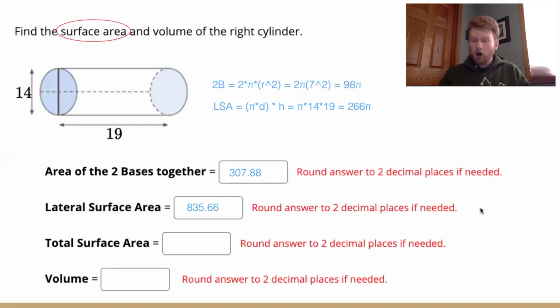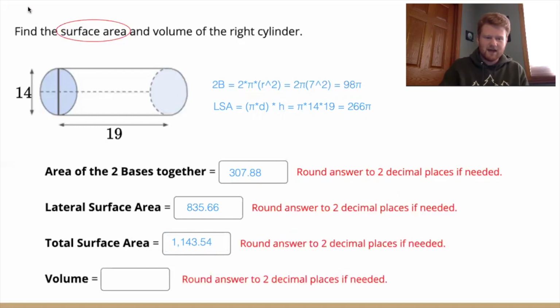So now we've found all we need for the total surface area, because the surface area just asks to find the area of all the surfaces of a three-dimensional shape. And we only have 3 here, and we've found the 2 bases and the lateral surface. So all we need to do is just add those 2 together. So 307.88 plus 835.66 is 1,143.54. And that's all you need to do to find the total surface area of a right cylinder.